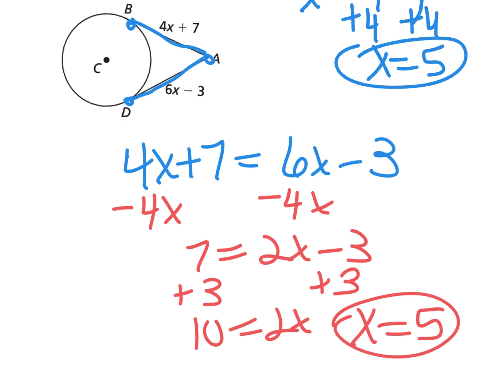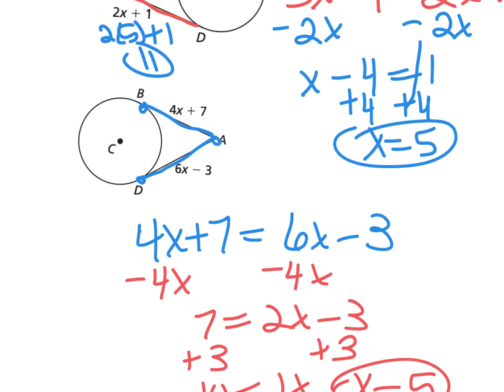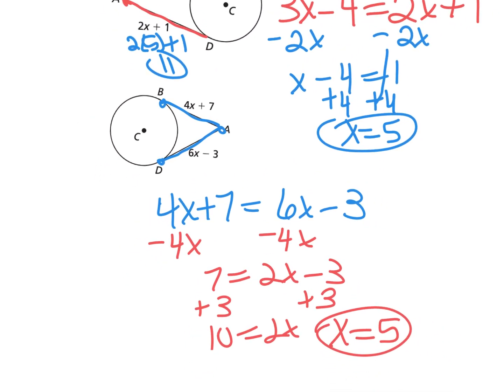We can double check that we are correct, going back up to our example up here, where we could put 5 in for x. So we would have 4 times 5 plus 7, 20 plus 7 is 27, and then 6 times 5 minus 3, 6 times 5 is 30, minus 3 is 27.